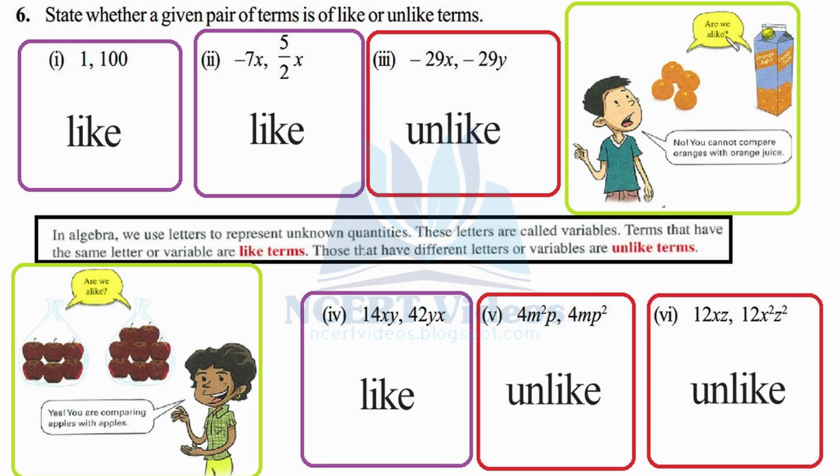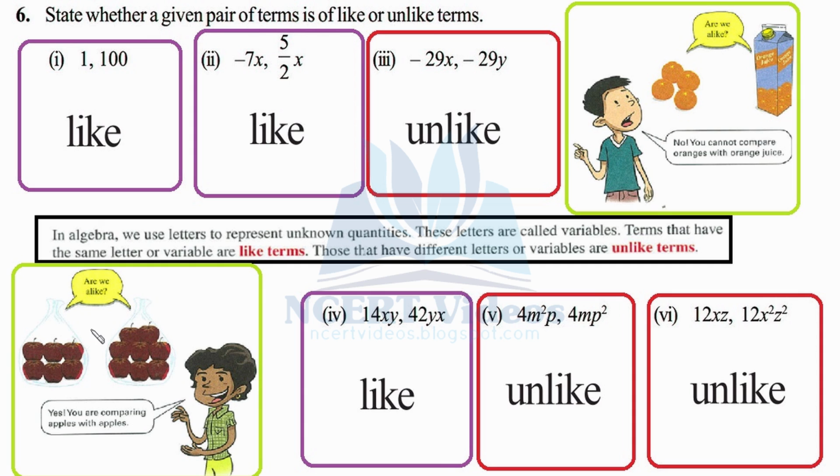Are they alike? Well, no. They are not alike. Why? You cannot compare oranges with orange juice because although they are of same species, they are not of same form. That is, these oranges are processed. They are juice now. They are not like real oranges now. So therefore they are not alike. The definition was saying terms that have the same letter or variable are like terms.